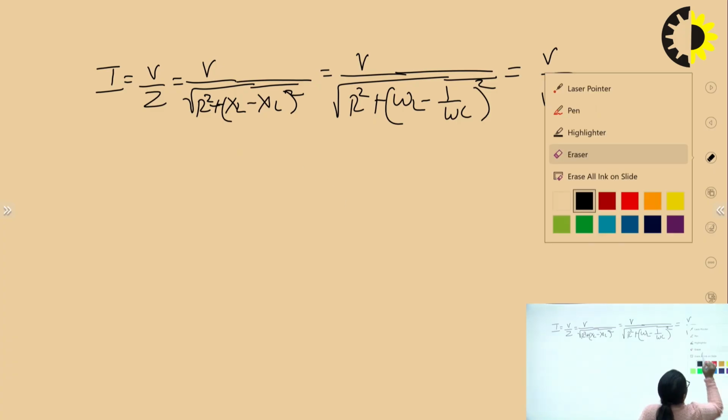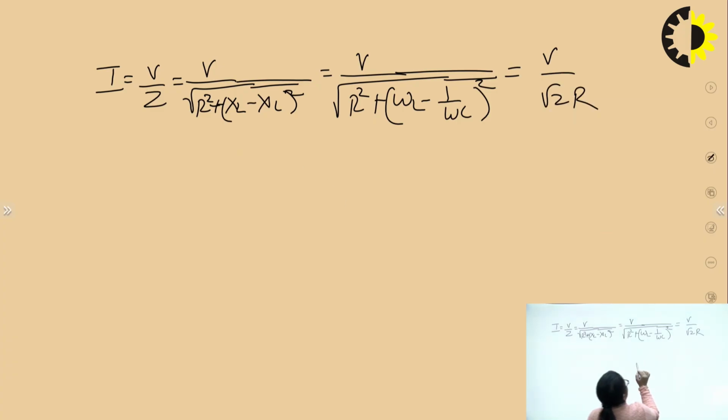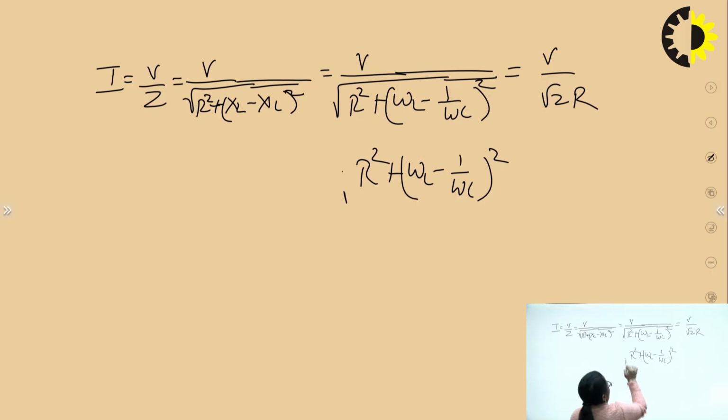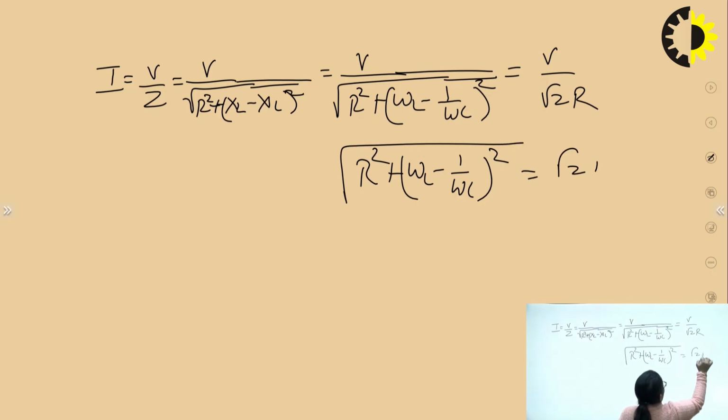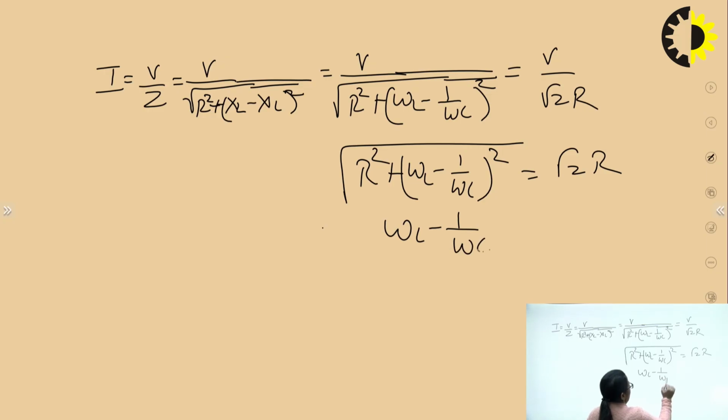If that is so, I may be having under root of R square plus (omega L minus 1 upon omega C) square is equals to root 2 R. Right? Squaring both the sides, removing R square terms, we will be having omega L minus 1 upon omega C is equals to plus or minus R.